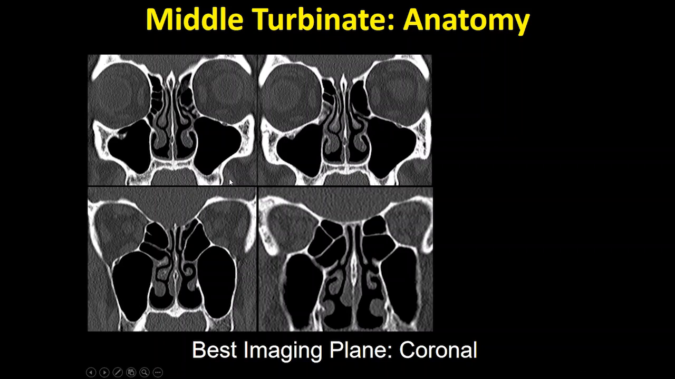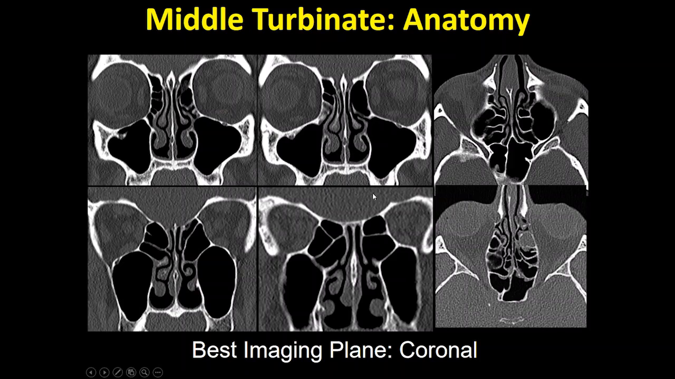One thing to note is that as the middle turbinate attaches to the lamina papyracea, the medial wall of the orbit, it sweeps across the bony ethmoid labyrinth. This attachment that goes to the lamina papyracea is known as the basal lamina, and it divides the ethmoid sinuses into a larger group of anterior ethmoid sinuses and very few posterior ethmoid sinuses.